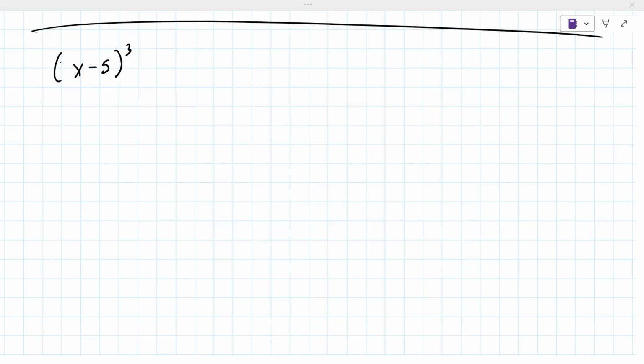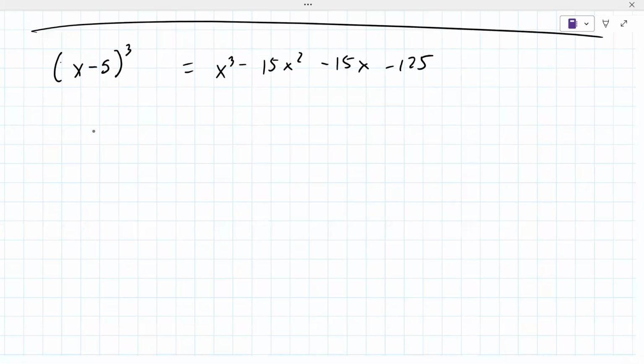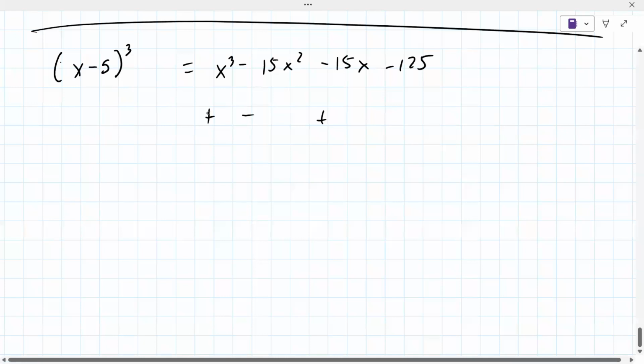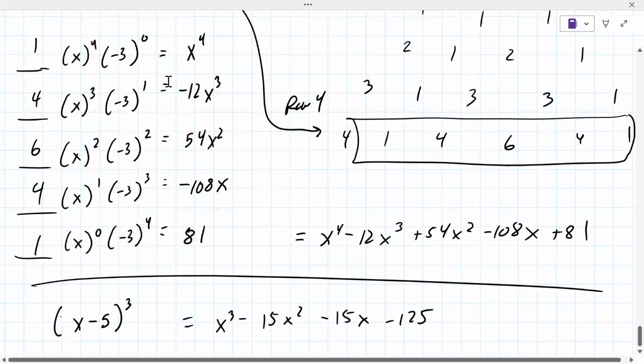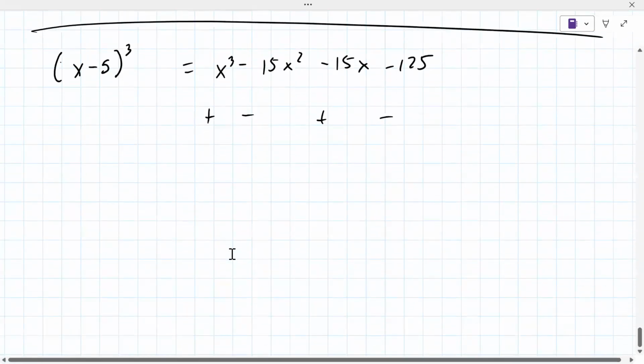All right, I got x cubed minus 15x squared minus 15x minus 125. Like that? Yeah. Okay, let me double check here. This one is off here. The other thing is that it always alternates sign, which I didn't say from the previous one. I thought maybe you might notice positive, negative, positive, negative, positive. If it switches sign, it always alternates. So take another look at this one.